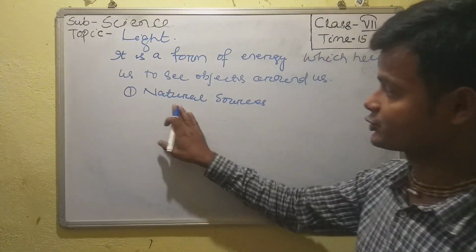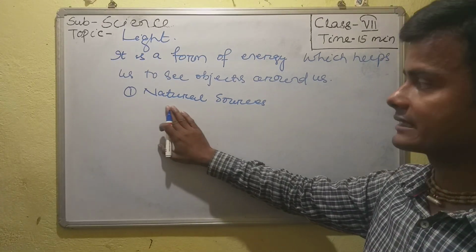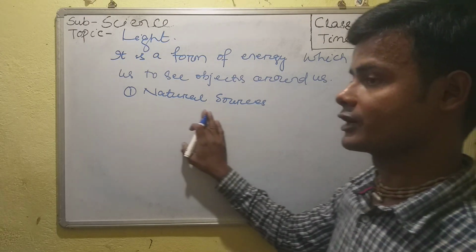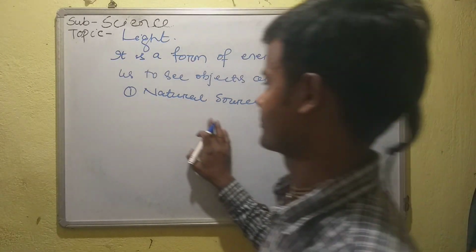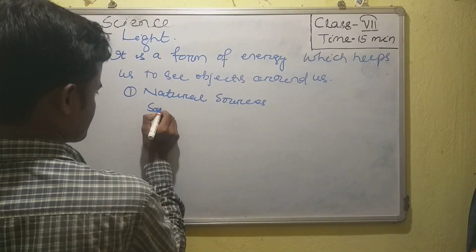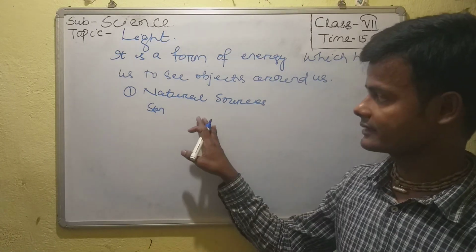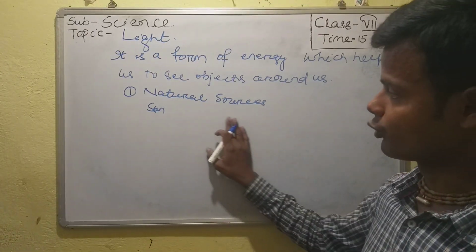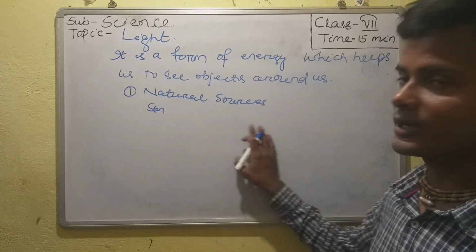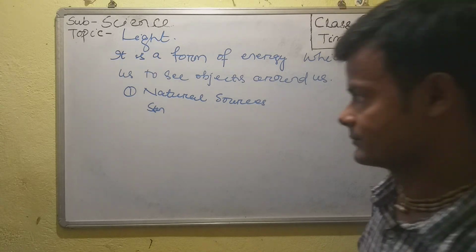So what are natural sources? From the name we can say that natural sources means those are created by nature, right? For example, the sun is a natural source of light. Sun, moon, stars, these are the natural sources, which are created by God.